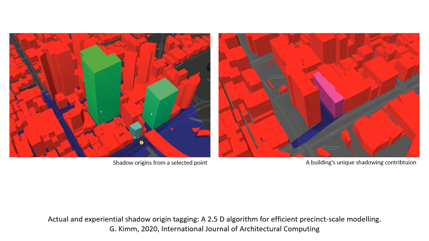Reactive scripting was also tested in work on an algorithm that efficiently calculates shadow origins in built environments. In the demonstrator shown, users in response to their interactions are prompted with the actual and apparent causes of shadowing left and the unique shadowing contributions of buildings right.